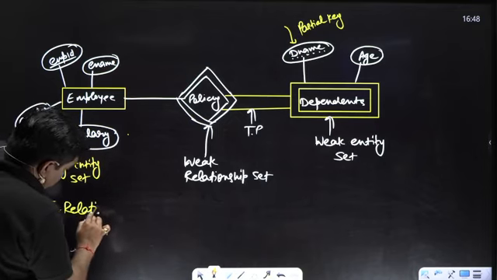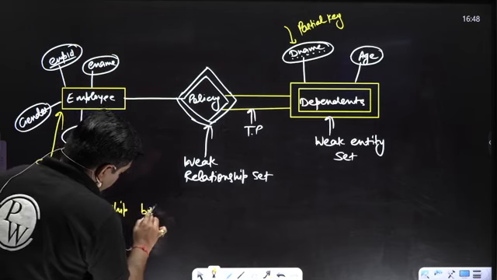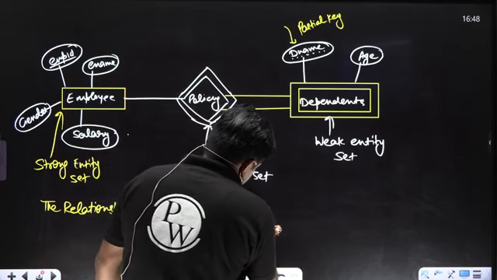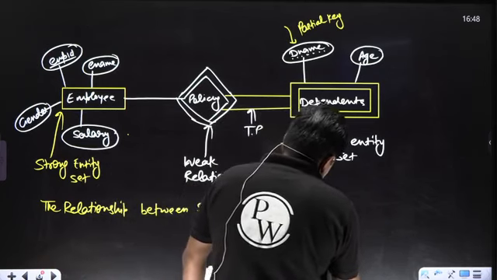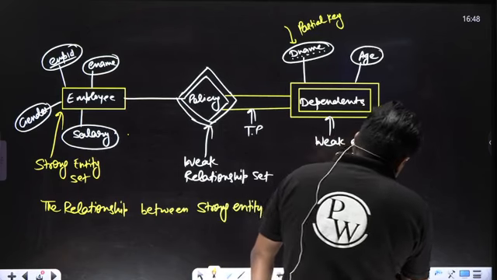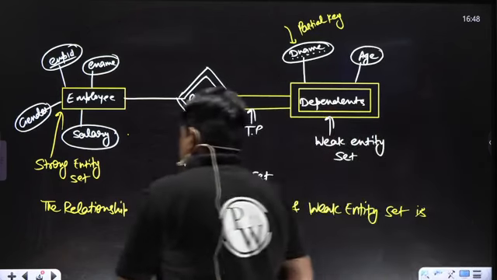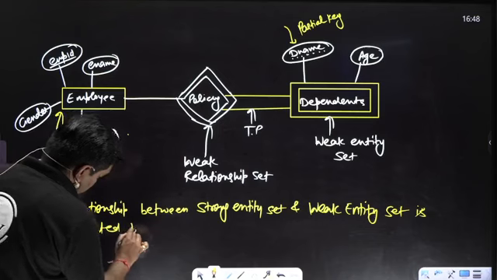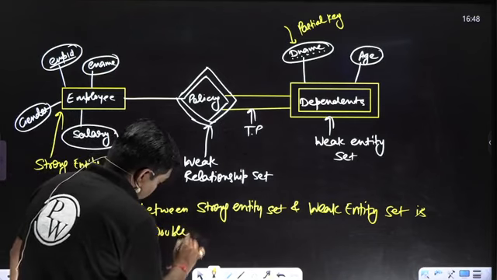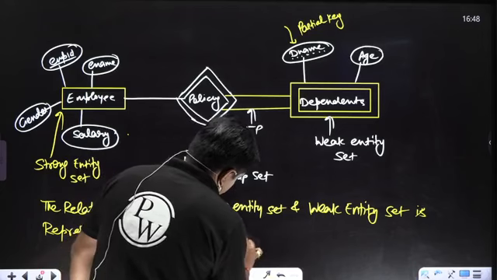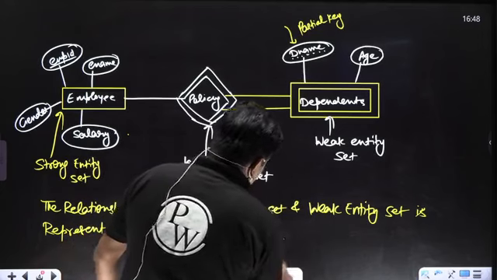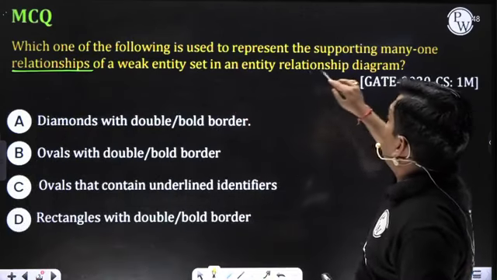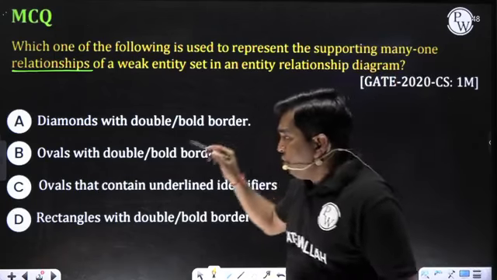So the relationship between strong entity set and weak entity set is represented by a double or bold diamond. Again I repeat, it is asking how to represent many to one relationship of a weak entity set in an entity relationship diagram. So here, what is the correct option?